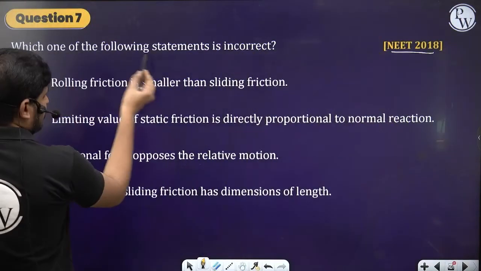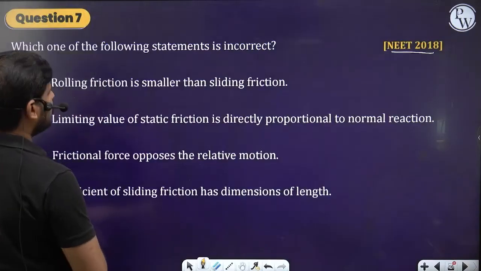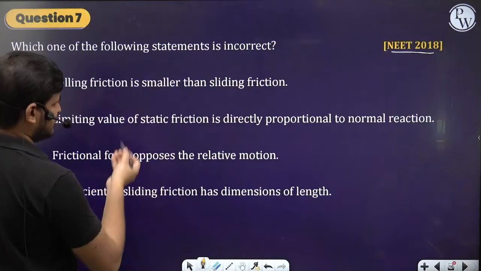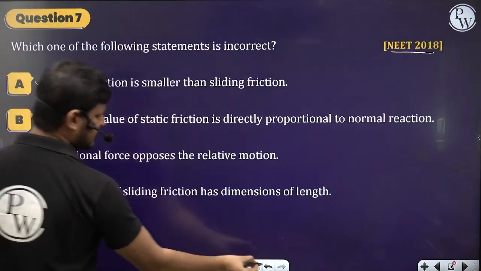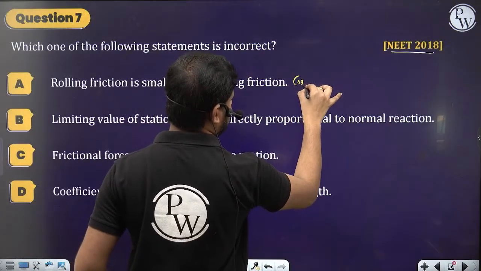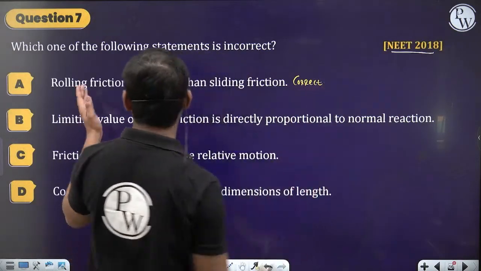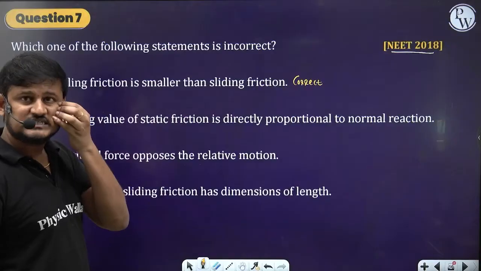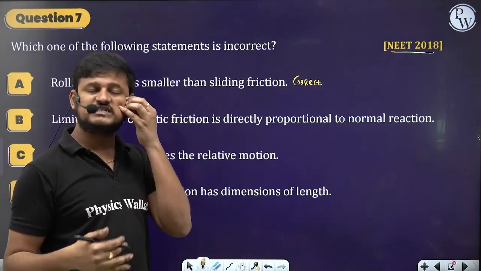So which one of the following statements is incorrect? Rolling friction is smaller than the sliding friction. Obviously, this is correct. Yes or no? This statement is correct. The rolling friction is smaller than the sliding friction. Sliding friction is more, rolling friction is less, right?